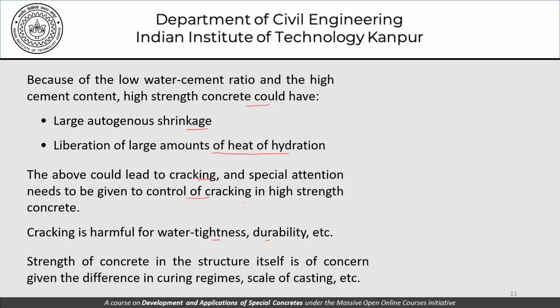The scale of casting and the type of sampling, or how we take the samples, are different things and are of critical importance when it comes to high strength concrete, because we need to establish the relationship or the equivalence between the strength achieved in the samples and the strength in the structure.